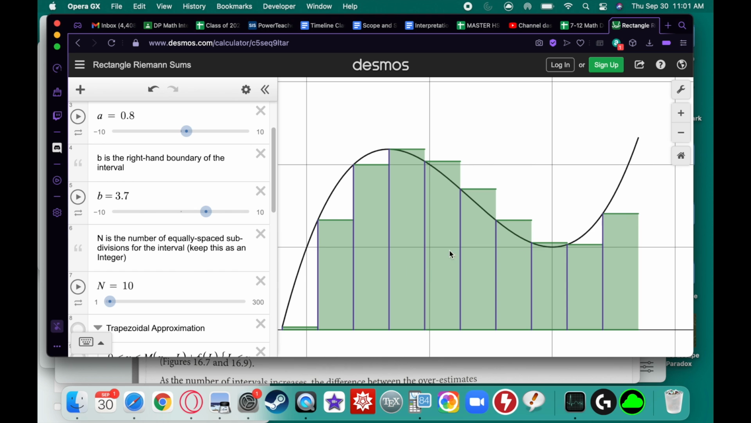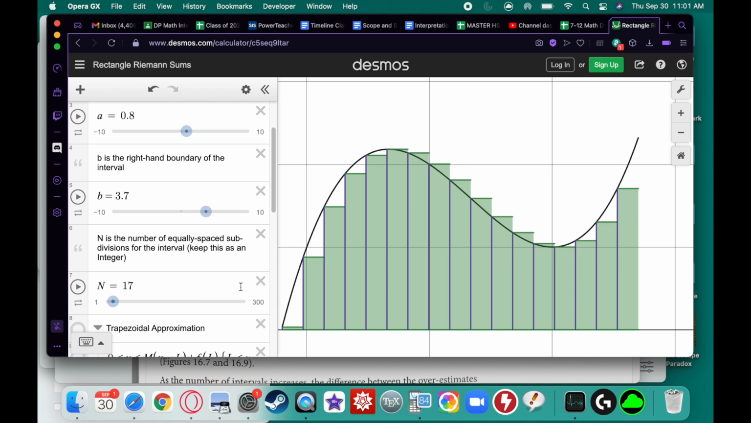Now, obviously, I could probably do a little better than this, right? What if I said, let's make all these rectangles a little smaller? So now I have 17 rectangles, and it looks a little better. If I added up all the areas of these rectangles, it's starting to look a lot more like the area underneath this curve.